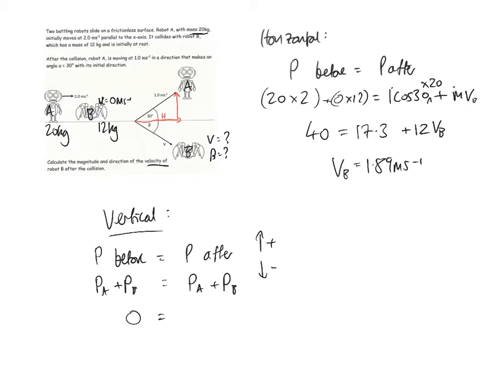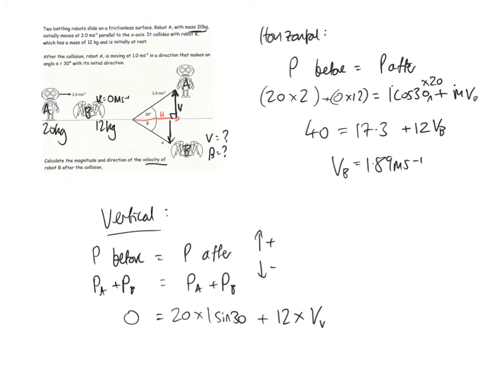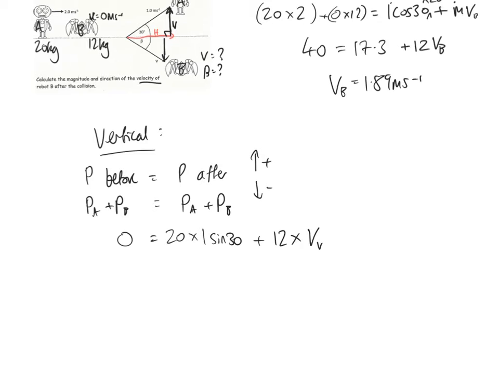So robot A, its mass, again, is still 20, and that's going to be times 1 sine 30, because that is this component going up here. Right angles there. Plus, again, the mass of robot B times its velocity, its component of velocity anyway, in the vertical direction. I'm just going to call that VV. I'm sure there's a better symbol for it. Now, if we solve this, 20 times 1 sine 30 gives you 10, since sine 30 is a half. So 0 equals 10 plus 12 VV. Take the 10 over the other side, and VV is going to be minus 10 divided by 12, which is negative 0.83.